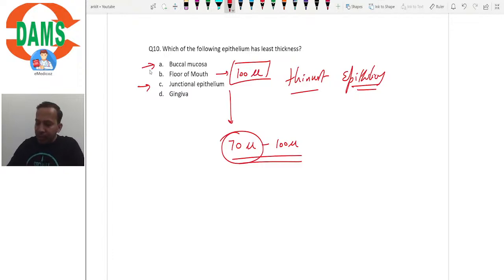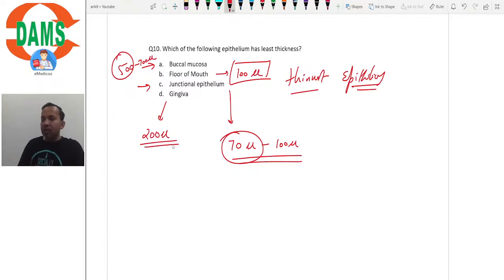Buccal mucosa has a thickness of somewhere around 500 to 700 microns, where 500 is more likely the answer. And gingiva has a thickness of around 200 microns. Is it clear? So 200 to 250 microns, you can say that. So option C, that is junctional epithelium, is the correct answer. And also, if we replace this question with which of the following epithelium is most permeable, even then the answer would be junctional epithelium.